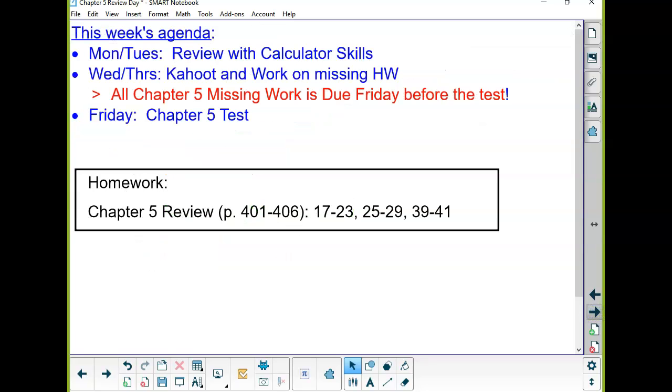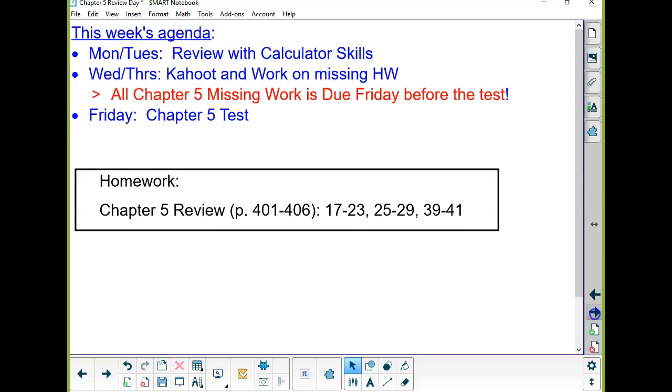So what's going on this week? Today, review of calculator skills, Kahoot. All missing work is due by Friday, so if you're missing a quiz, if you're missing homework, make sure you get that in from this unit. Chapter 5 tests on Friday, and here's the review assignment. The nice thing is the review goes over kind of everything we just talked about.